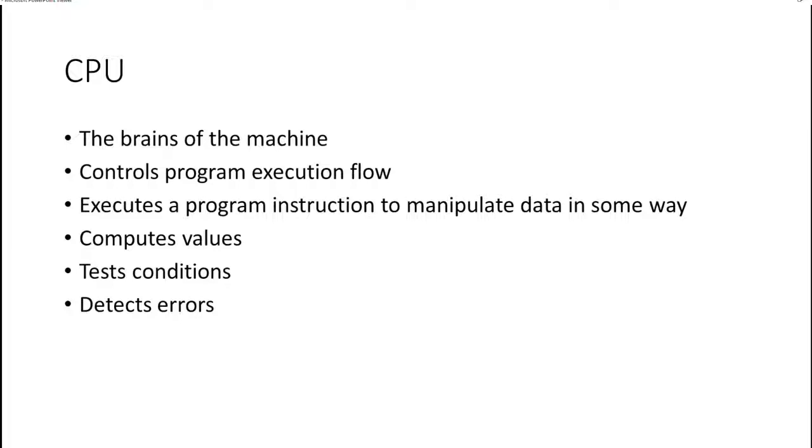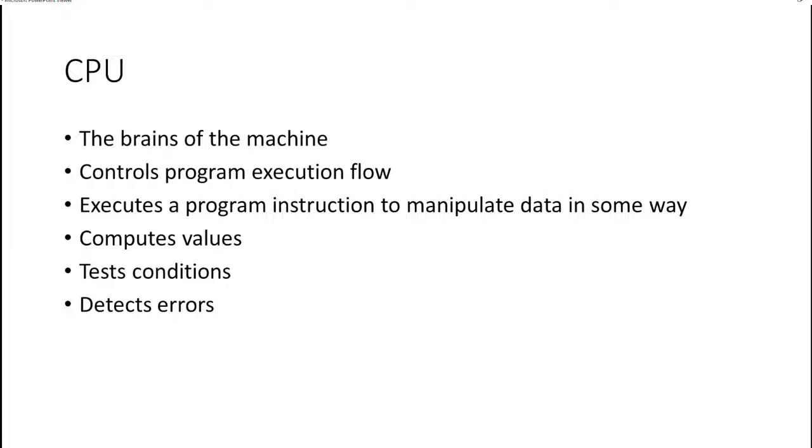CPU controls program execution flow. That is one instruction after another. Sometimes we need to jump around in a program because we don't always want to do the next instruction. We may want to do it, or we may want to skip it, or we may want to repeat some instructions multiple times. Those are called selection and repetition control structures, where we optionally execute an instruction or repeat an instruction. And the CPU controls that. The program is what defines what those instructions are and what that flow is, but the CPU actually implements that.